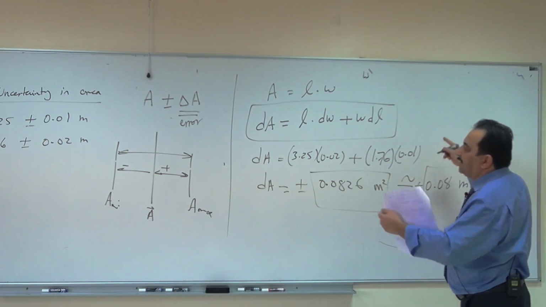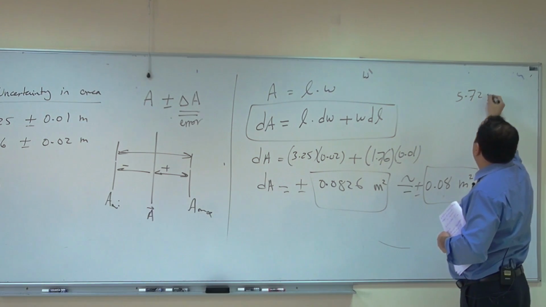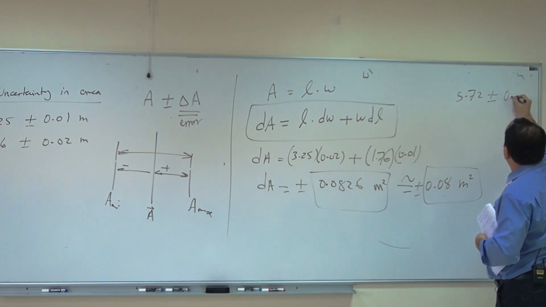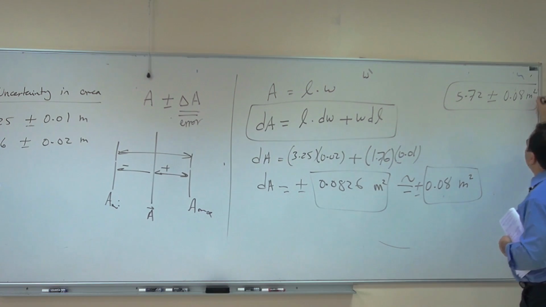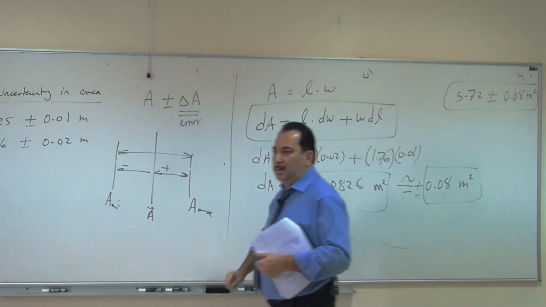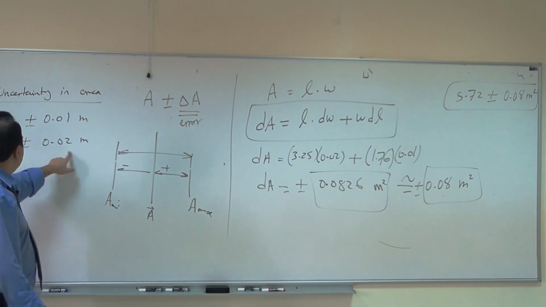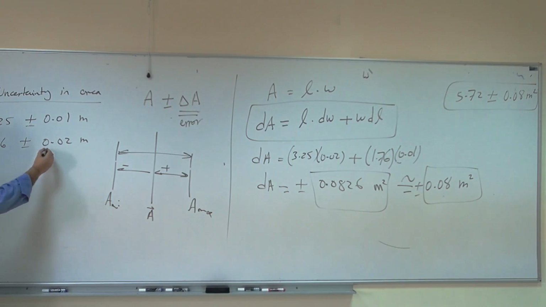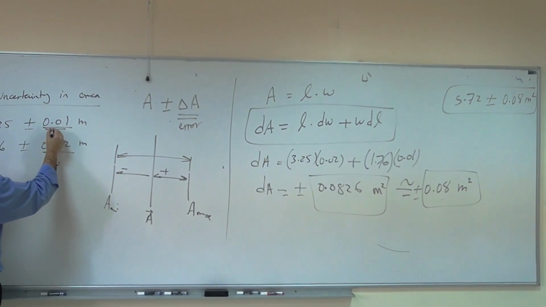So now the final answer is 5.72 plus minus 0.08 square meter. This is the area and the uncertainty in the area. Okay? This one? Yeah. This is dW. Yeah. This is dW, errors in width. And this is errors in length, dL.